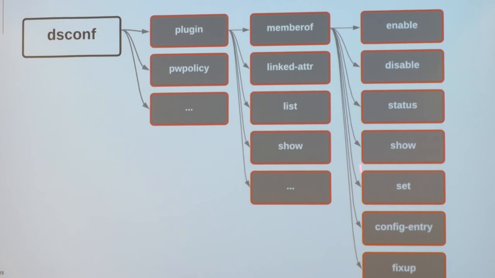And then under, for example, some plugin, you have methods which you call, like enable, disable, status, show, and set, or some certain config entry, fixup. And for the things like show, set, status, we usually have, of course, an encapsulated part of the code which is used across all CLI tools. So as much encapsulation as possible.